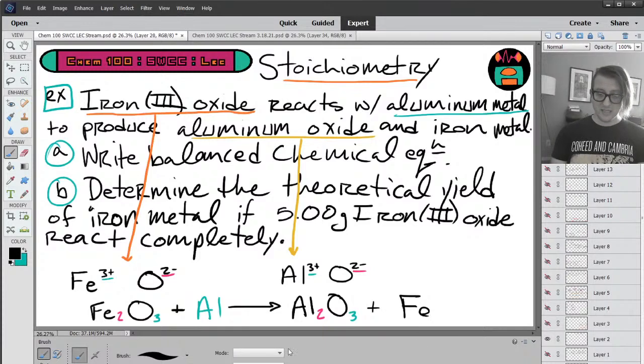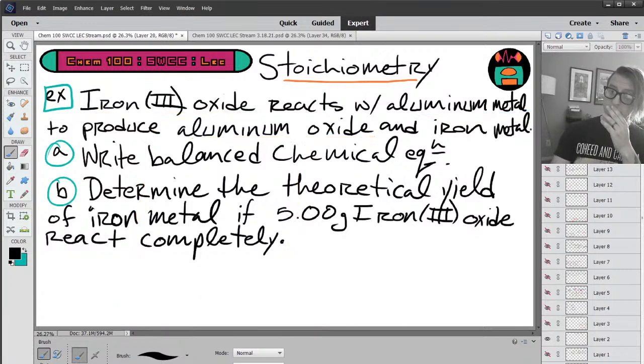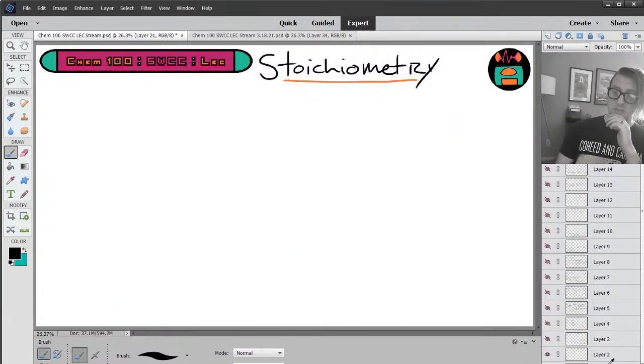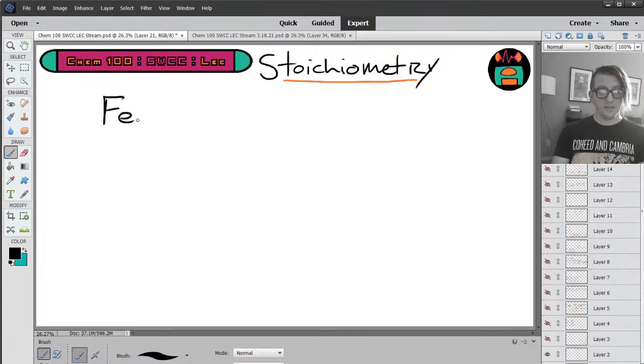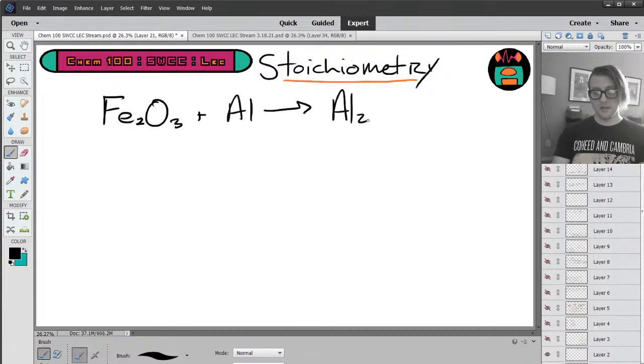All right, so this is our chemical equation, not balanced. So let's take a moment to do that. We have iron 3 oxide reacting with aluminum metal to produce aluminum oxide and iron metal.